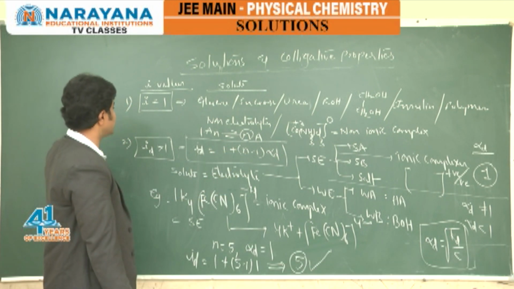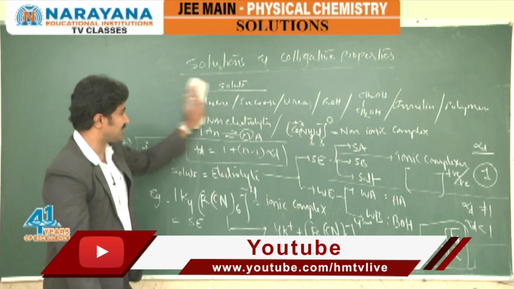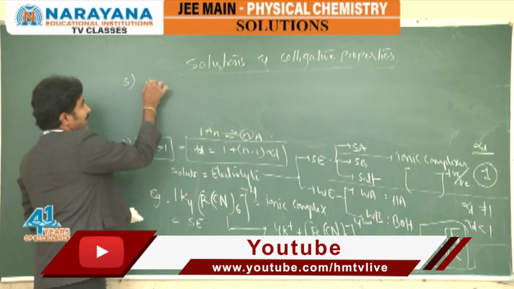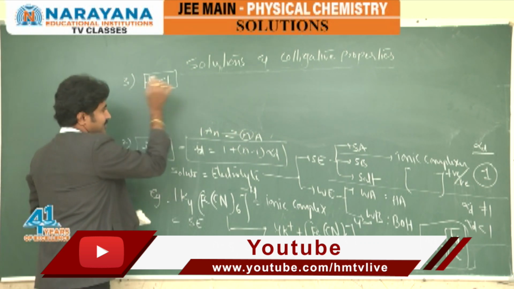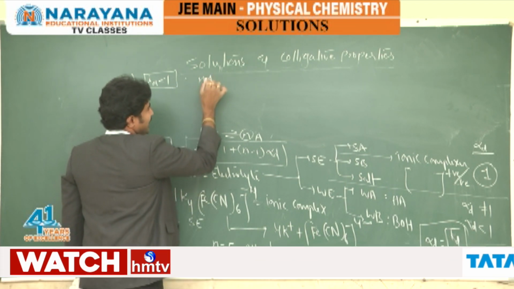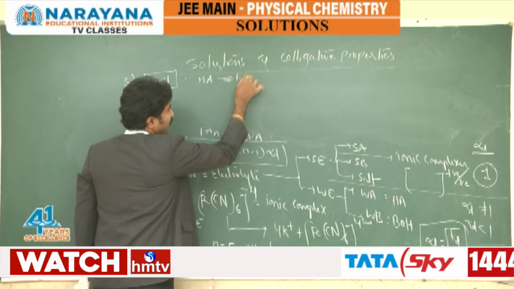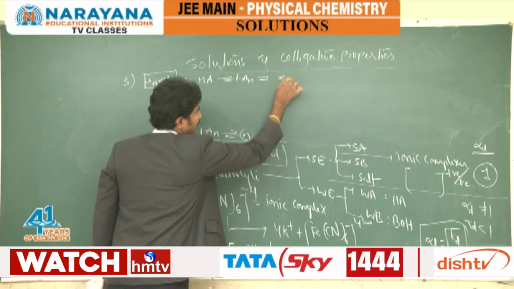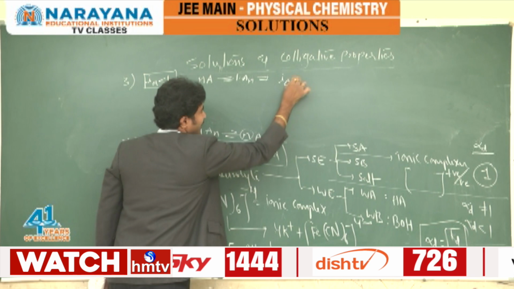And finally, in this i association less than 1 cases, the third one, i association less than 1 cases. I already gave this information. If nA reactants combine to give 1 A_n, in this process what is the i association value?